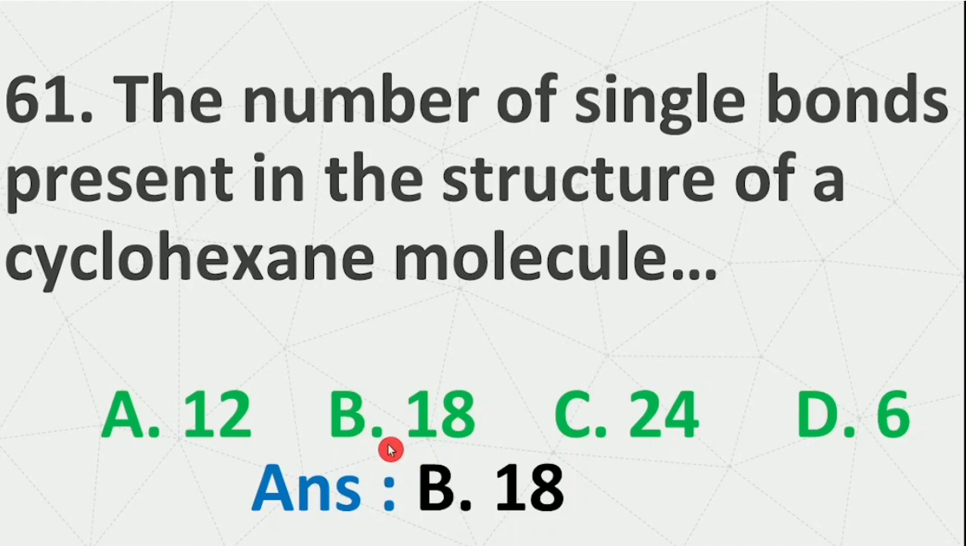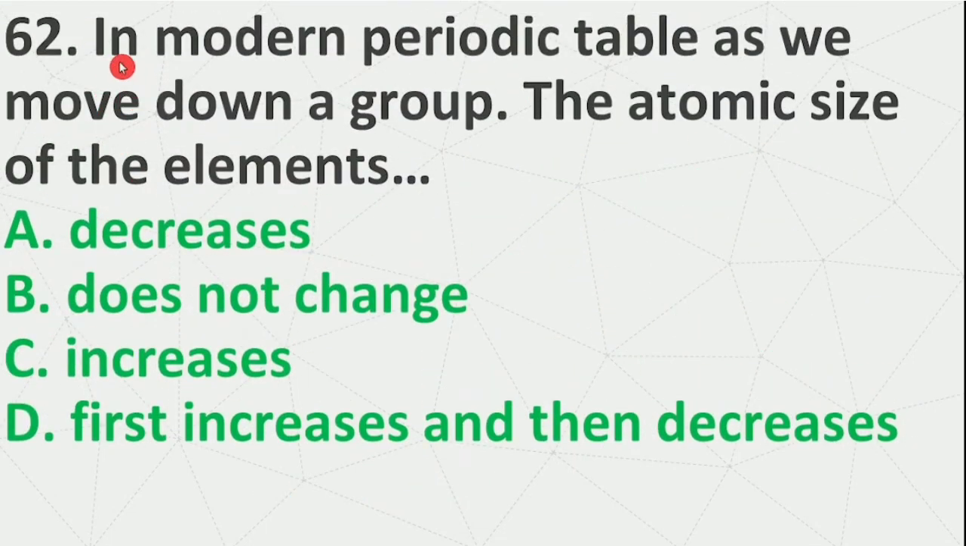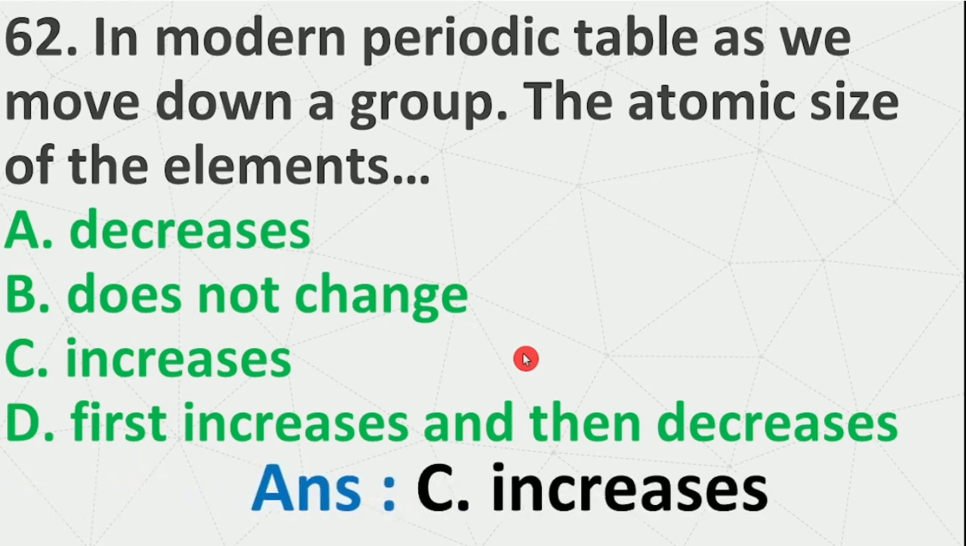Question number 62. In the modern periodic table, as we move down a group, the atomic size of the element decreases, does not change, increases, or first increases and then decreases. In the periodic table, when we move down the group, the atomic size always increases. Along the period, the size decreases, but down the group, size increases. So option C, increases, is the correct answer.